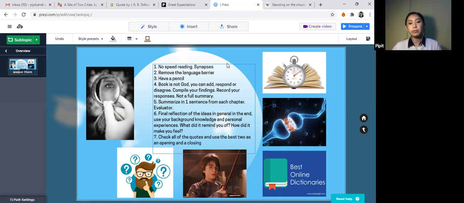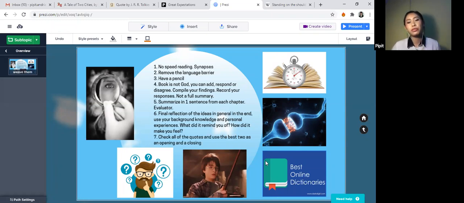And then remove the language barrier. For all of us who are still learning English, make this online dictionary available, as close as you can, and have a pencil ready. When you're reading, your pencil is like your wand if you're Harry Potter.